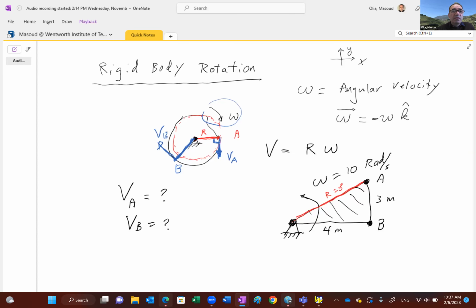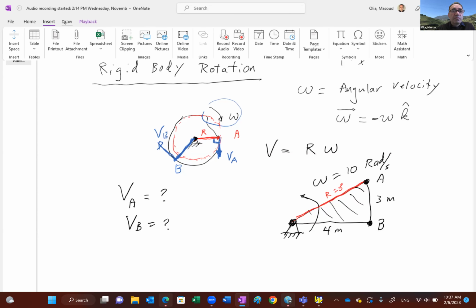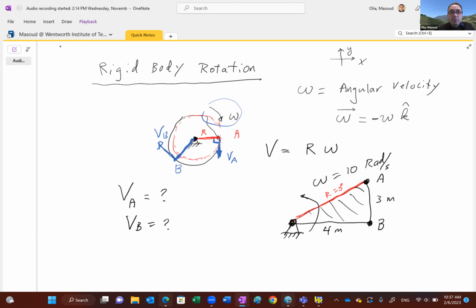So velocity of A, therefore, would be r times omega. R is 5 meters. Let me actually carry out the unit. The unit of omega, whose magnitude is 10, is radians per second. Look what happens here. 5 times 10 becomes 50, and the unit is meters radians per second. Remember, radians is dimensionless, so you don't really have to put it there. So that would be 50 meters per second.